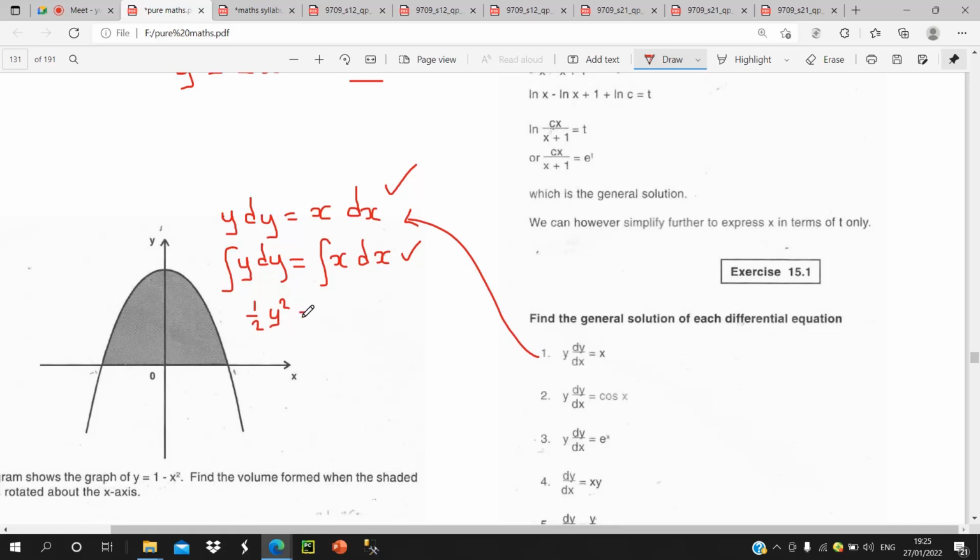Then to this side, what do we have? Half x squared. Then, as we have said, you have to introduce the constant of integration to one side, usually your right side. So plus c. So this one is your general solution. That is our general solution.